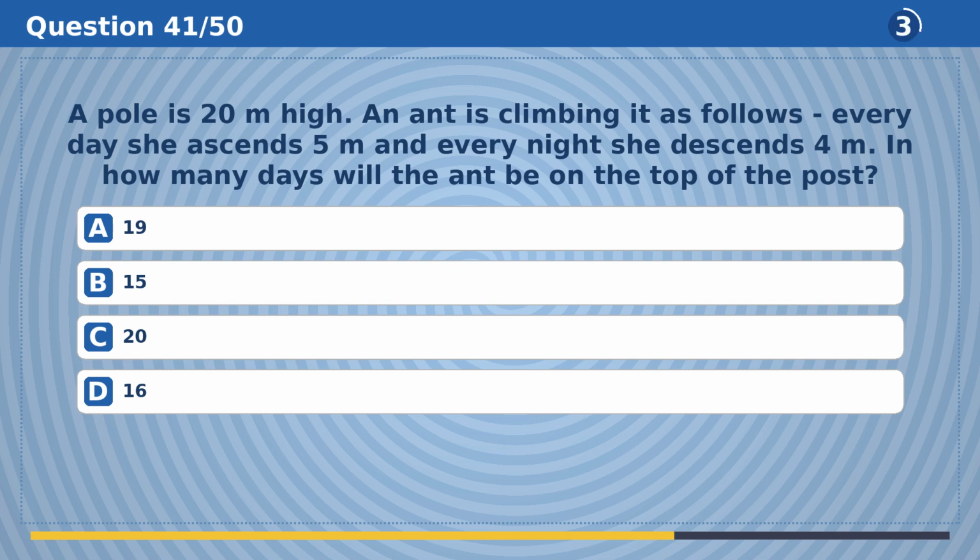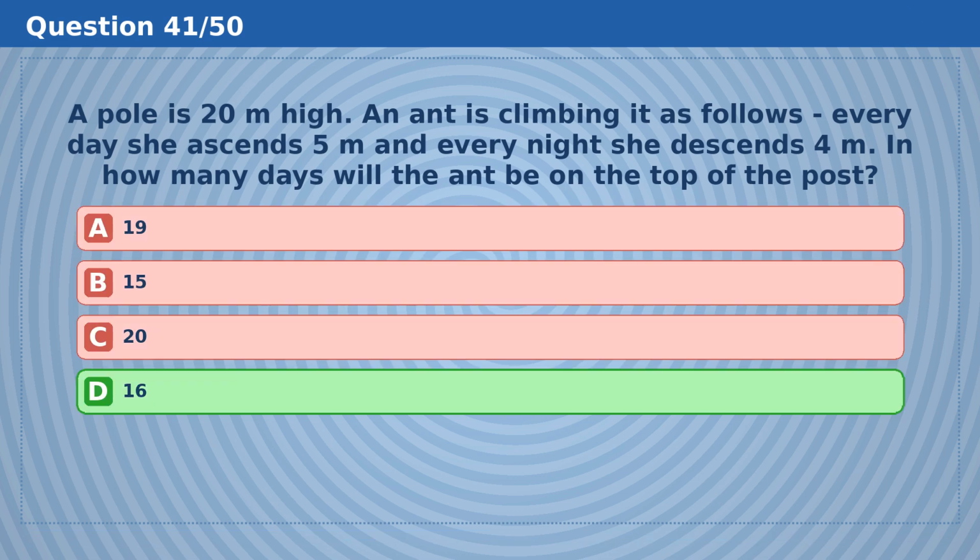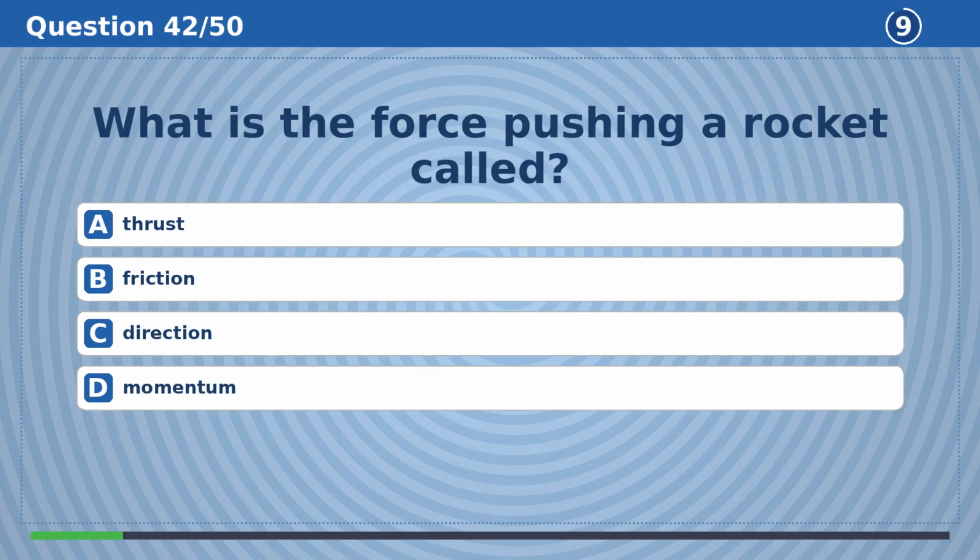A pole is 20 m high. An ant is climbing it as follows: every day she ascends 5 m, and every night she descends 4 m. In how many days will the ant be on the top of the post? The answer is D, 16.